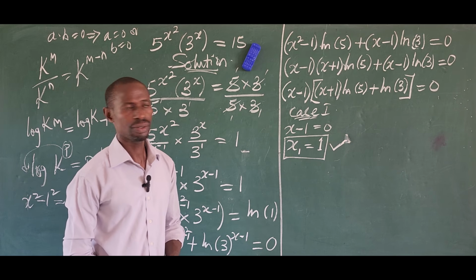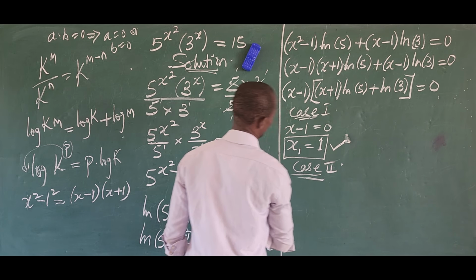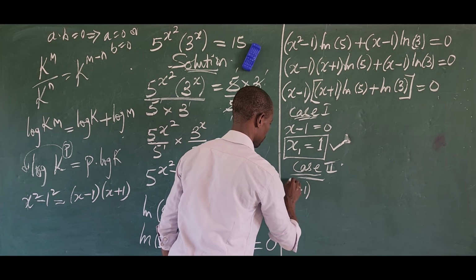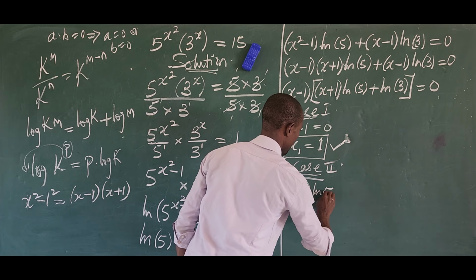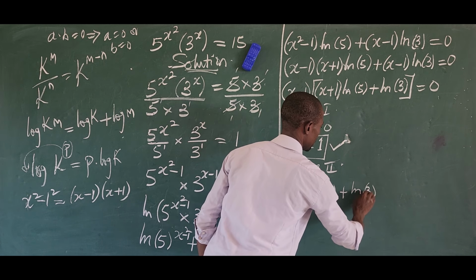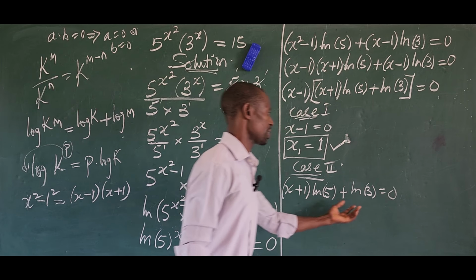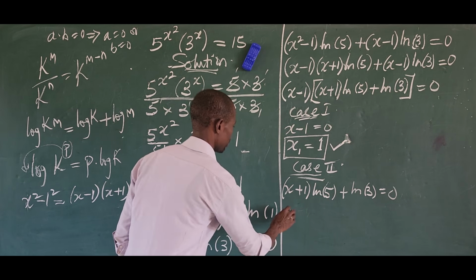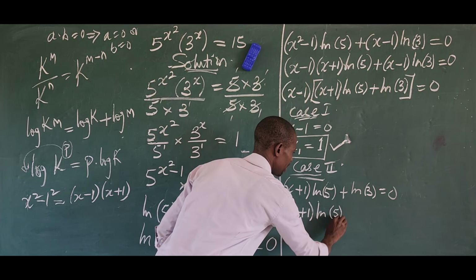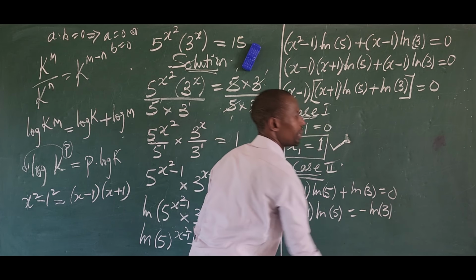Now let's look at case 2. So our case 2, we're going to have the whole of this. So we have here x plus 1 close bracket, then ln of 5, then plus the ln of 3, everything equal to 0. We are looking for x here, right? So the first thing is to move this to this side of the equation. So we're going to be left with x plus 1, then ln of 5 equal to minus the ln of 3.